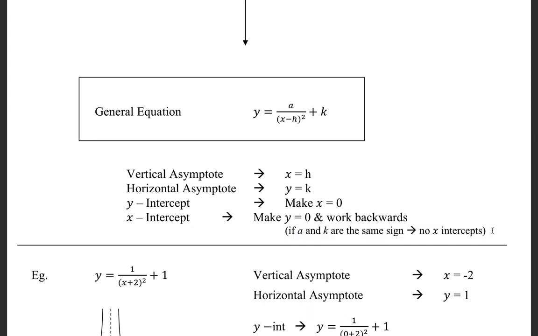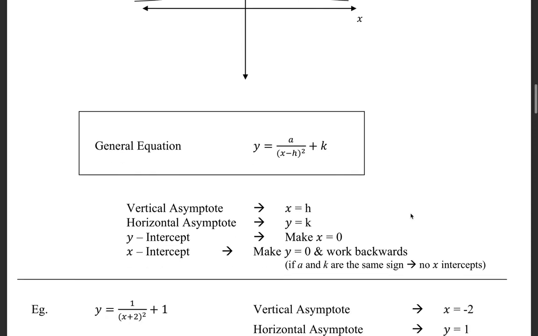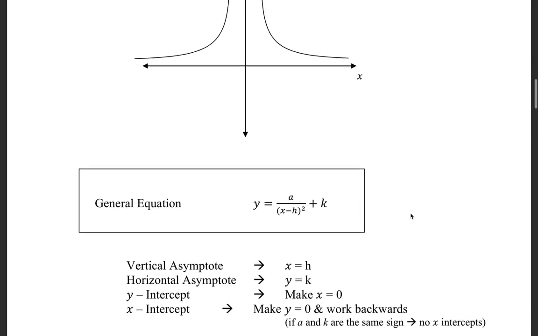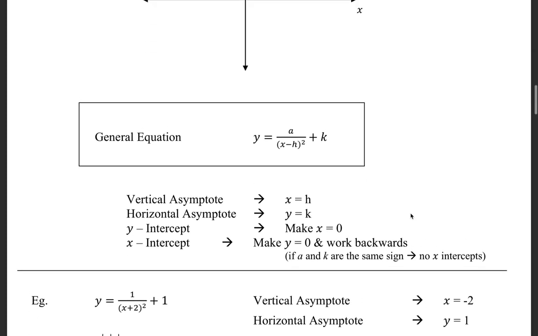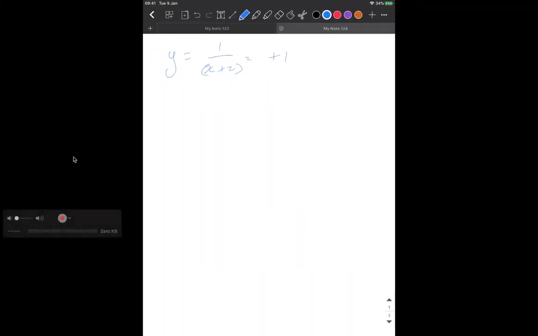So that's the same for a quartic, a quadratic, and a truncus. Okay, so that's something you can check along the way. If A and K are the same sign, there's no x-intercepts. So I'm going to get stuck into this example. I'll write it down on the iPad and then I'll switch the screen over so you can see what I'm doing. So we're going to graph this one here.